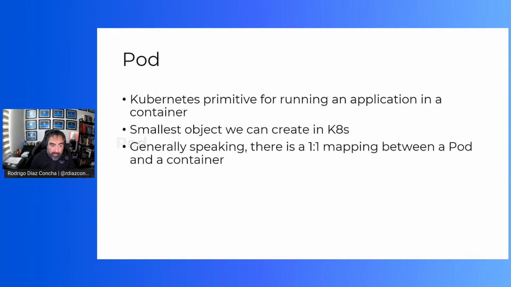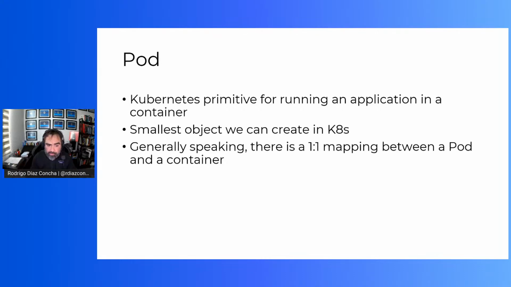Then I talked about pods, which is the primitive object for running an application. This is the place where you deploy your containers. Okay, this is the smallest object that we can create in a Kubernetes cluster. And generally speaking, there's a one-to-one mapping between a pod and a container.